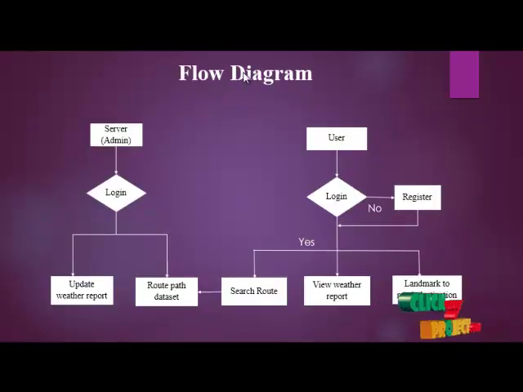Here is the flow of the process. Here two types of aspects are performed, like server and user. Server login to accept the route path dataset of New York, and the other type of process is to update the weather report, which will allow the user to view the weather report of their choice.